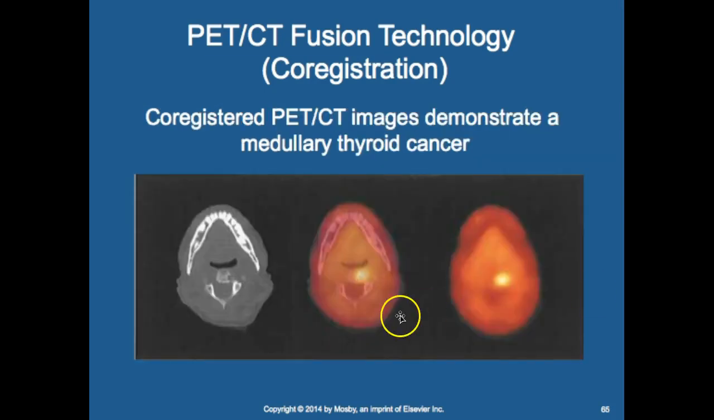So this gives you an idea. Here's a CT scan, here's a nuclear medicine scan, and it puts the two together so that you can see exactly where that tumor is. So here's the CT, here's the nuclear medicine scan, and the two superimposed.